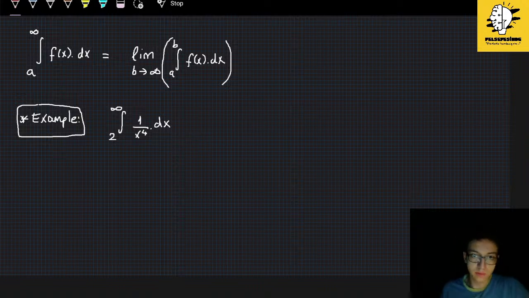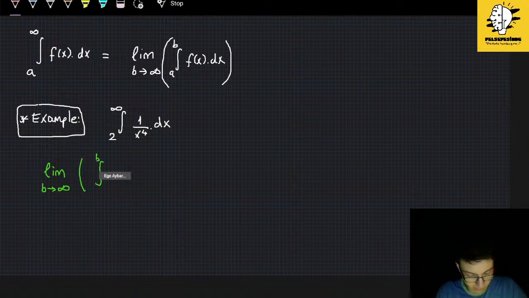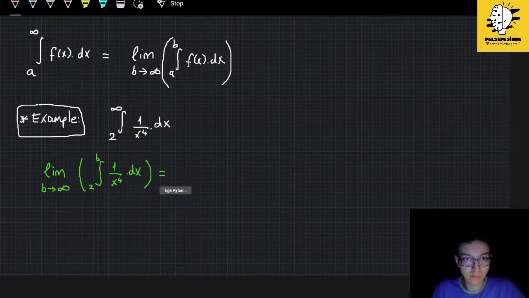Okay, so guys, what do you think is the answer? You may not predict, but of course we can use the equation that I showed you. Let's say we have a limit, with b going to infinity. In this limit, we know that this integration is approaching b. It is between the interval b and 2, and then we can write 1 over x to the power 4 times dx. Okay, let's take the integration first.